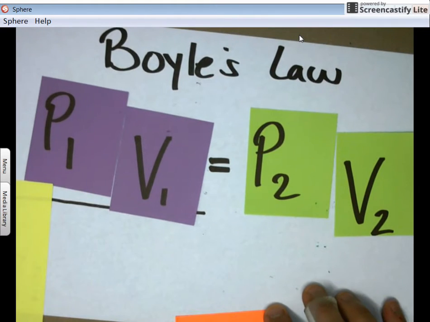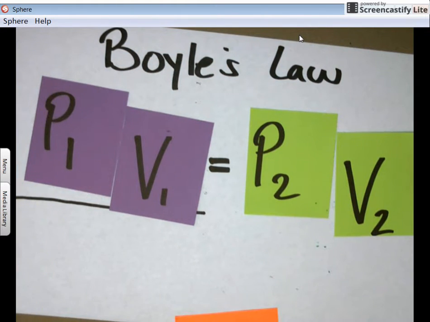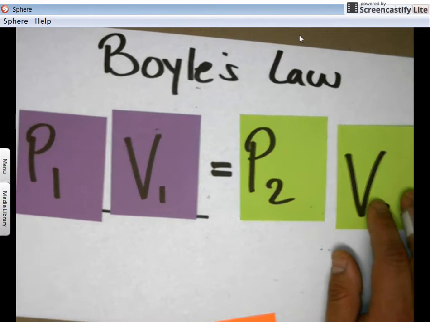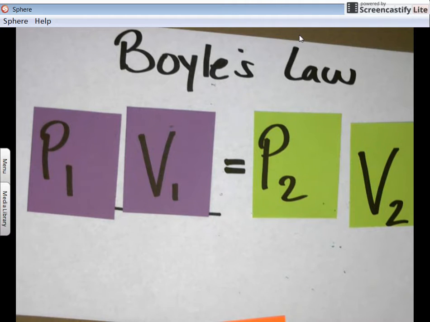Okay, so the first law we're going to look at is Boyle's law. That's basically your P1 V1 equals P2 times V2.